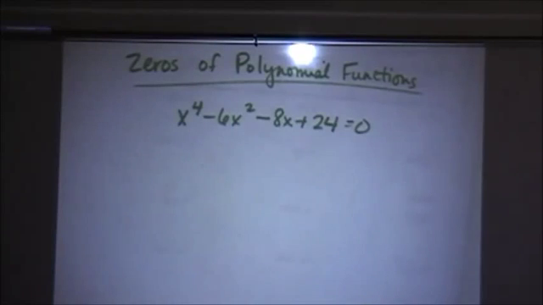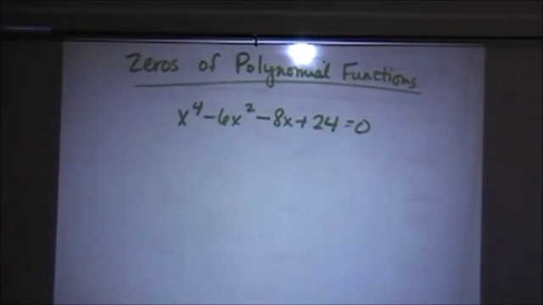So they've given me this polynomial function, x to the 4th minus 6x squared minus 8x plus 24, and they've asked me to find the zeros. Now, sometimes they'll give you one, a starting point, a place to jump off, and sometimes they don't. In this case, they didn't give me anything. So I am going to plug this in my calculator and look for a zero. If you can find one zero, then that's a good place to start off. So that's what I'm going to do.